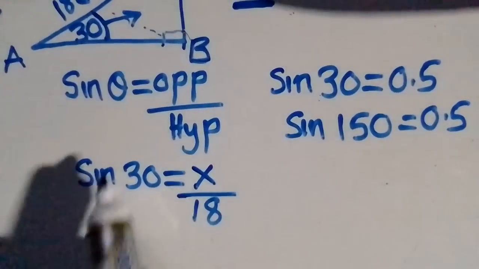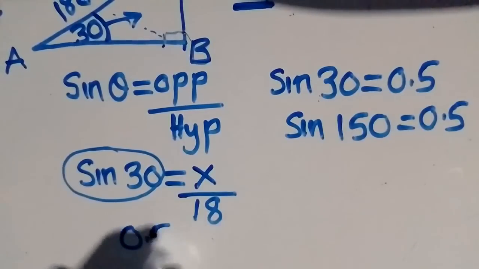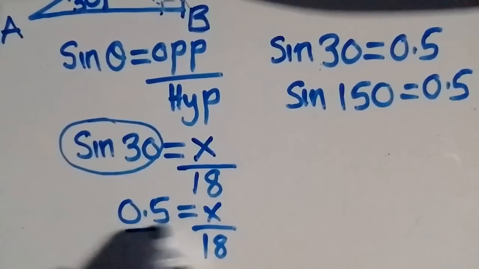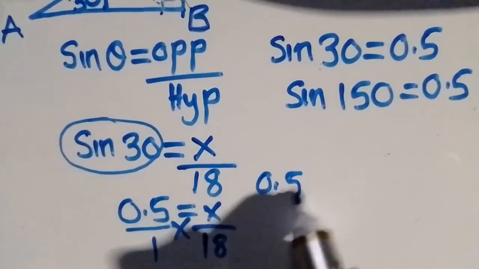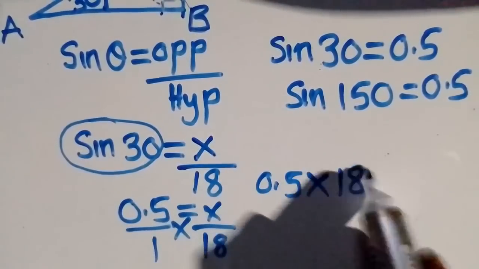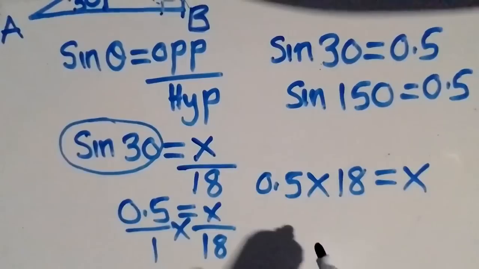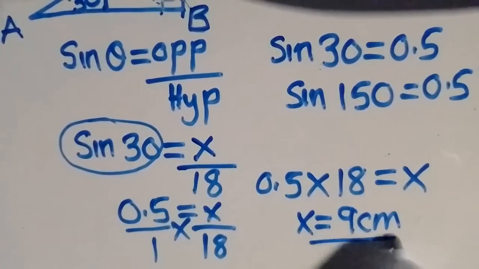So this part here is 0.5. This is what you need to know. So 0.5 is equal to x over 18. From here you cross multiply, so 0.5 times 18 is equal to x. Just half of 18, so x is equal to 9 centimeters. Like this, you are done.